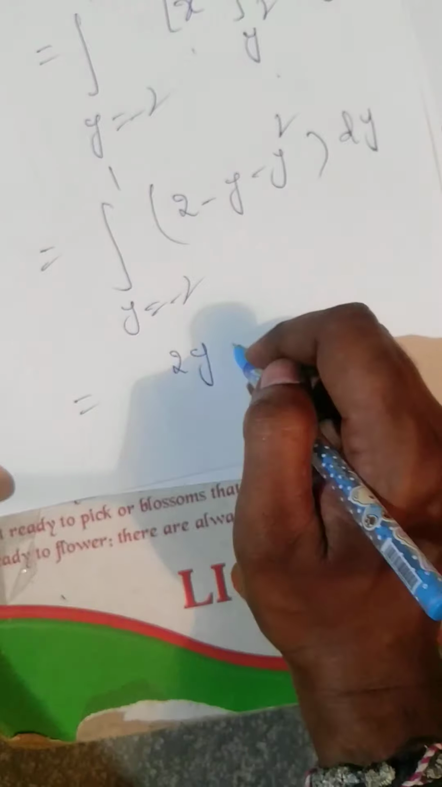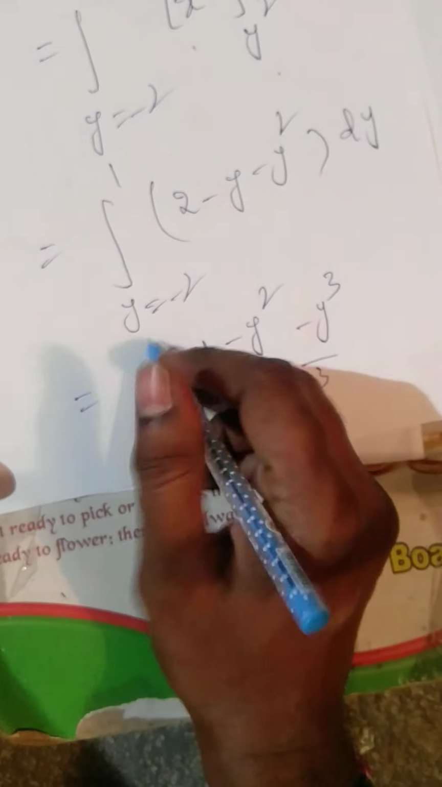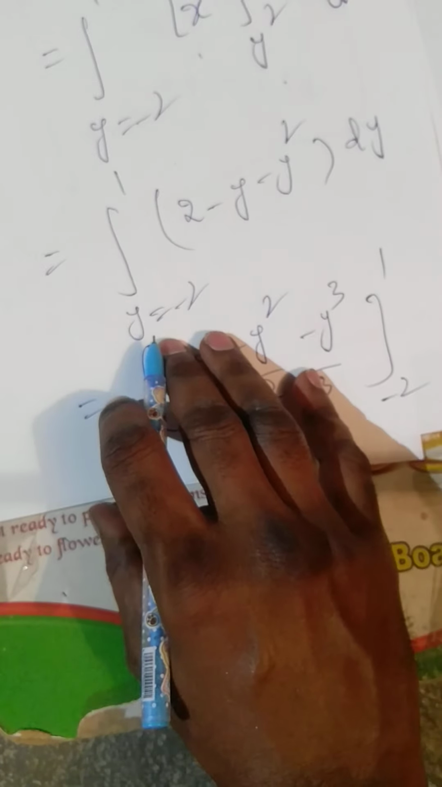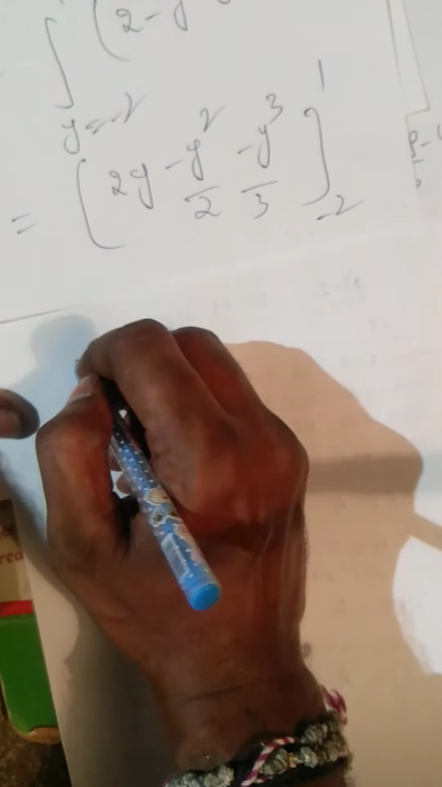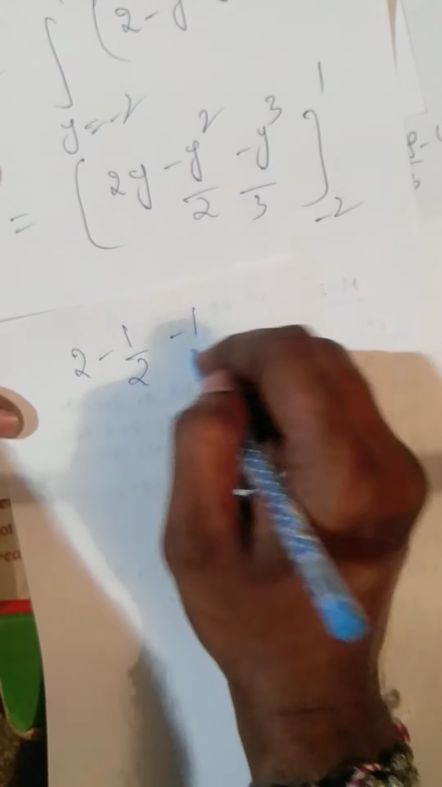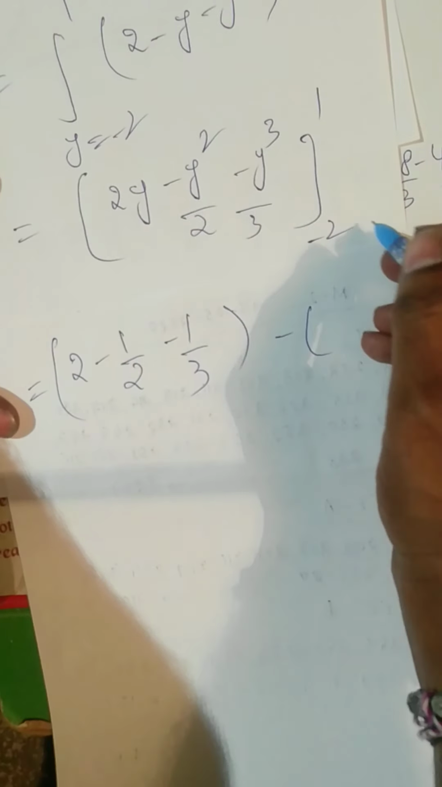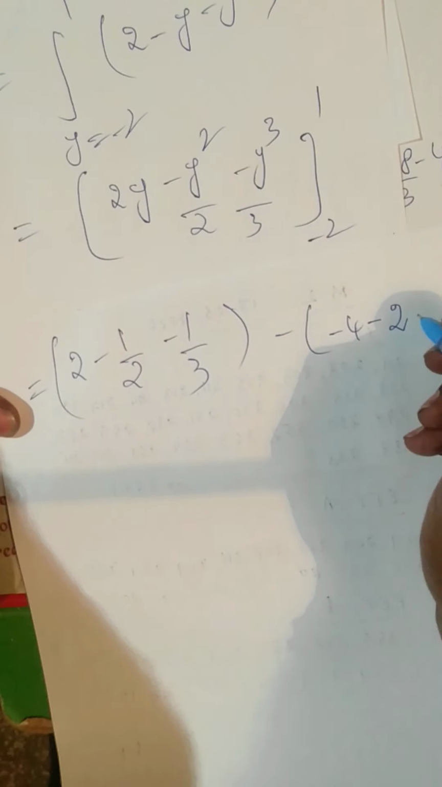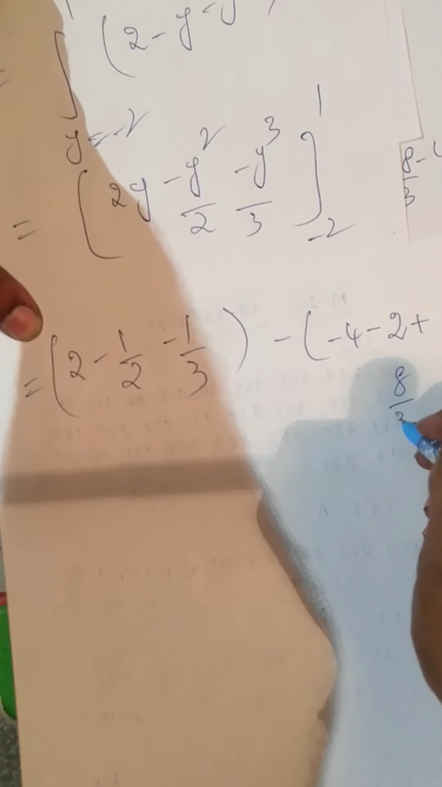Now that is 2 into integration of dy, which is y minus y square by 2 minus y power 3 by 3. What are the limits here? Limits are minus 2 to 1. If you substitute the limits here, this is 2 minus 1 by 2 minus 1 by 3, for the upper limit 1. Minus, what is the lower limit here? Minus 2, right? Minus 4 minus 4 by 2 is 2, minus some minus plus 8 by 3.